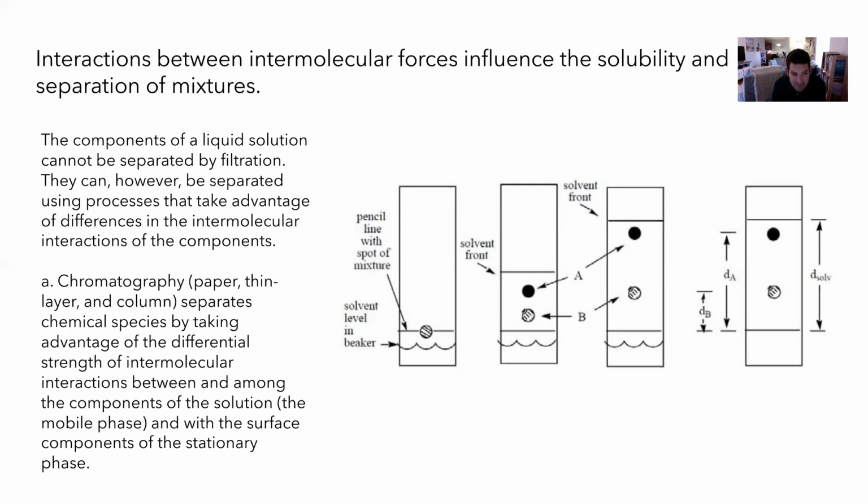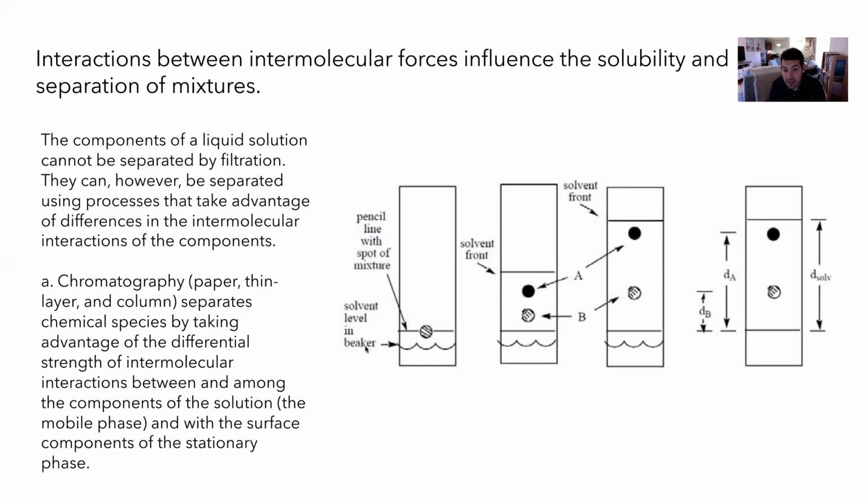In all of these versions, we have some type of unknown and we allow it to move through a solvent. Chromatography separates chemical species by taking advantage of the differential strength of intermolecular interactions between and among the components of the solution, the mobile phase, and the surface components of the stationary phase. So in paper chromatography, the paper itself is the stationary phase. We can use paper that is very polar, or paper that is very nonpolar.